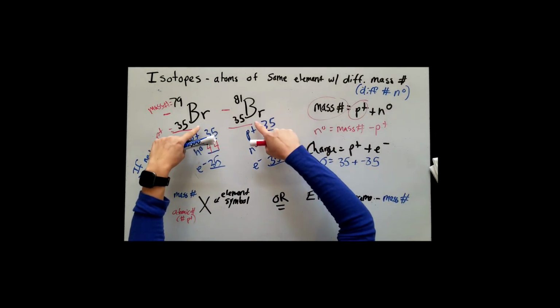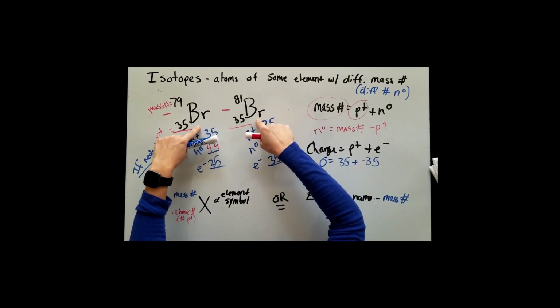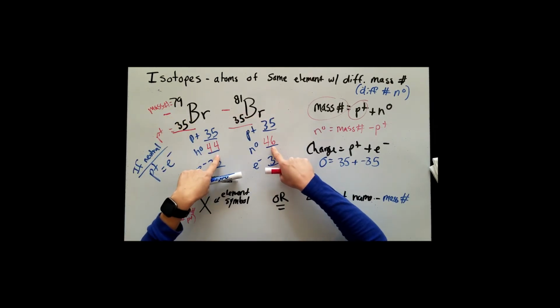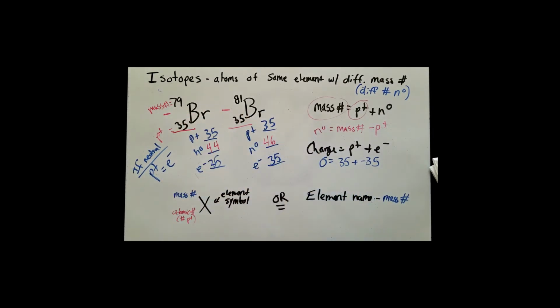So these are isotopes of each other because they're two atoms of the same element. They're both bromine, and their mass numbers differ because their number of neutrons differ. Bromine 81 has 2 more neutrons than bromine 79.